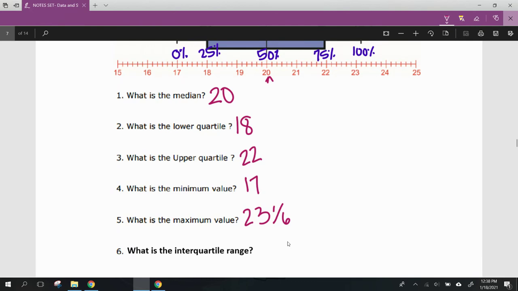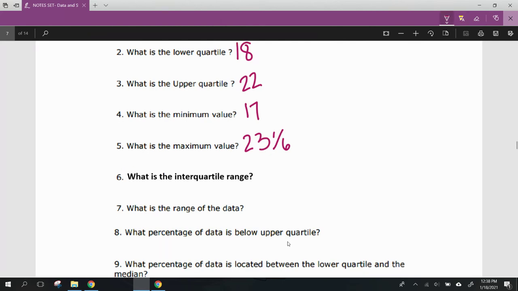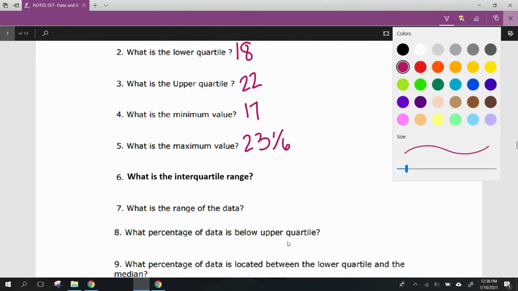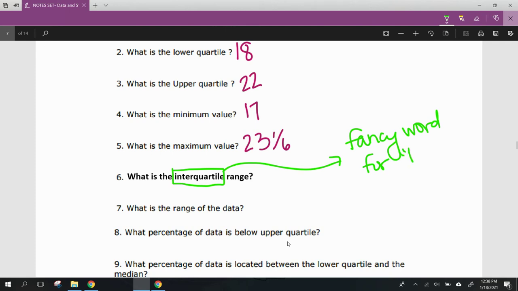What is the interquartile range? Ooh, this is a good one. I love this question. Interquartile. I'm going to grab a new color. Interquartile. I want you to put a box around interquartile because interquartile is a fancy word meaning for the box.